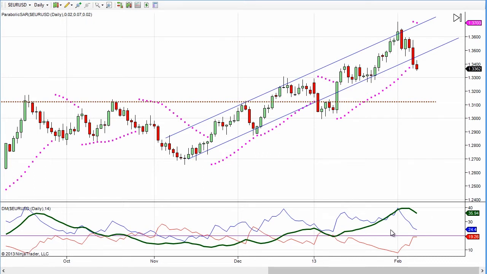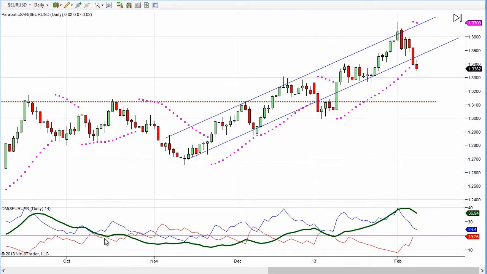And the indicator I have on the bottom here is the ADX. The blue line and the red line are the D plus and D minus lines. If you don't know what this indicator is, I'll leave a link in the description to somebody explaining it very well. So the green line is the ADX, as I mentioned, and it has turned down.